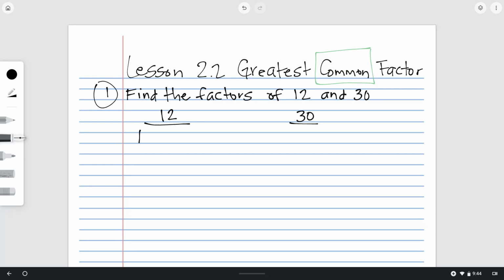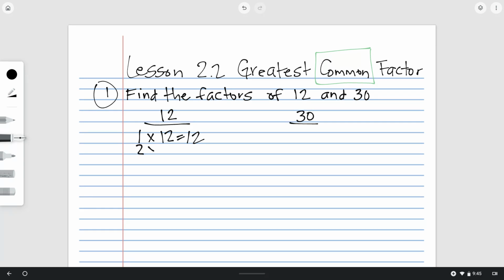So first things first, let's start with the easiest one. 1 times what will give me 12? Go ahead and help me in the chat. 1 times what will give me 12? Good. If you said 1 times 12 equals 12, you are right. Okay? So I can do 1 times 12.